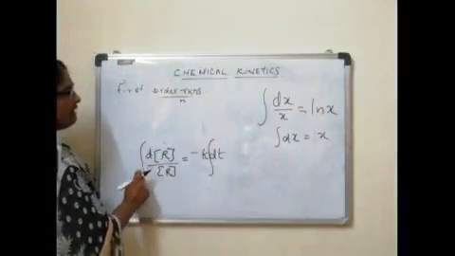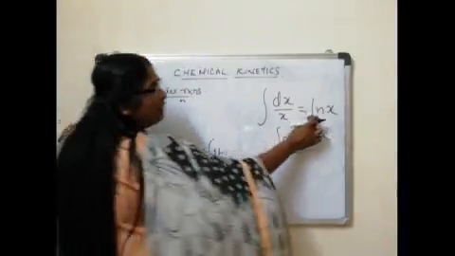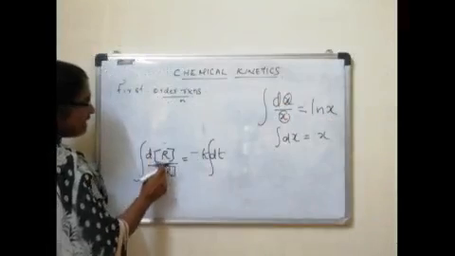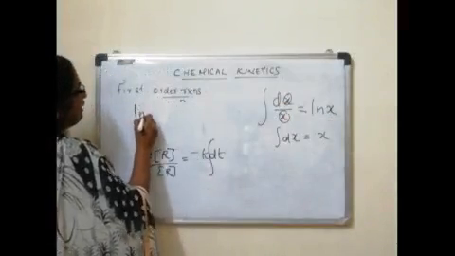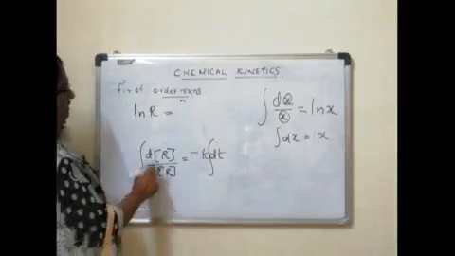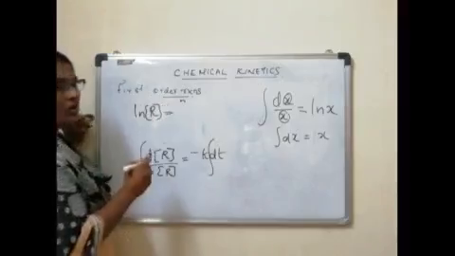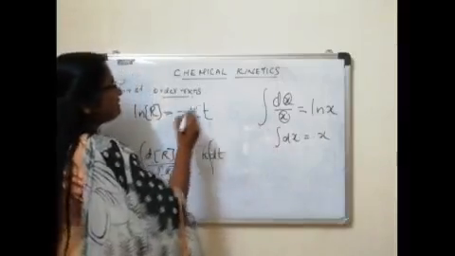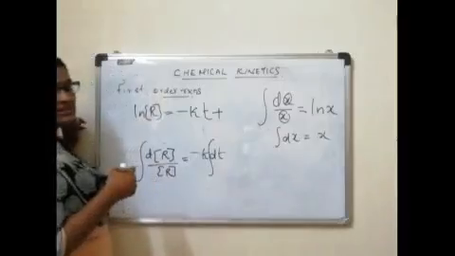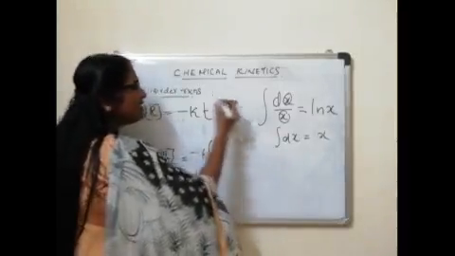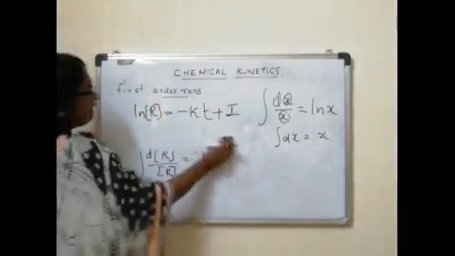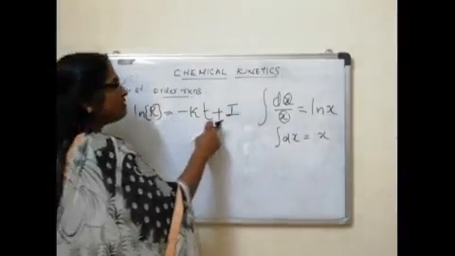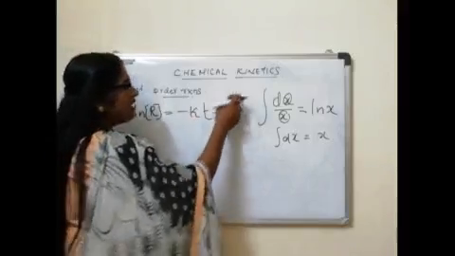Similarly, integral dR by R is equal to ln R. So integrating this equation, we get ln R is equal to minus k into t. Wherever we integrate a differential equation, we get a constant of integration, which we normally write as I. That is, ln R is equal to minus k into t plus I. The next step is to find out the value of I.